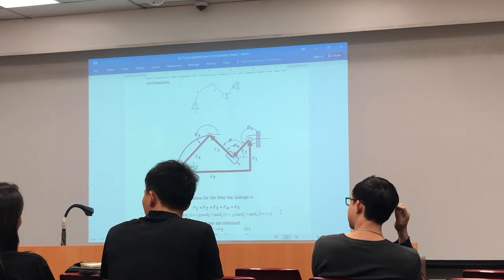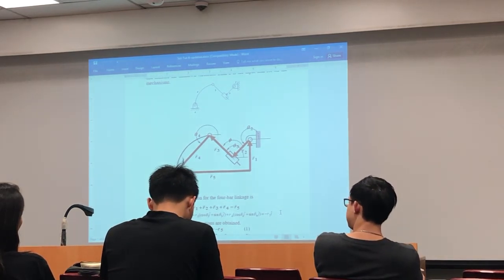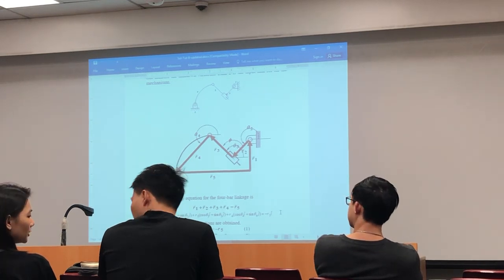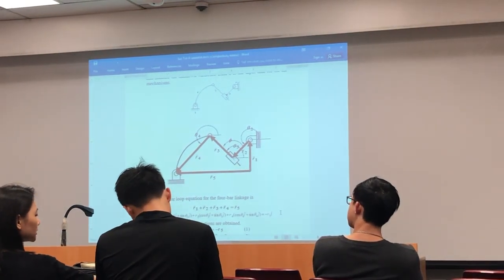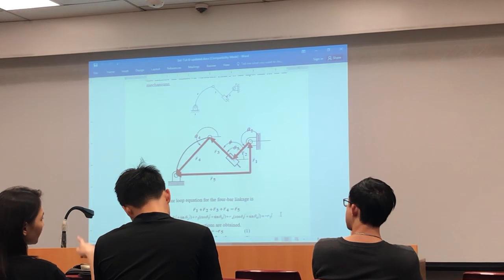So here, maybe a little something to draw your attention to is the convention. This is the x, this is the y coordinate, right? And then the unit vector is i, the unit vector is j, correct?